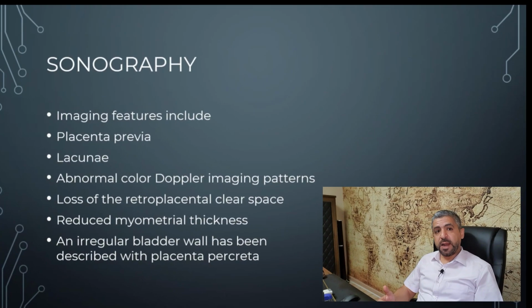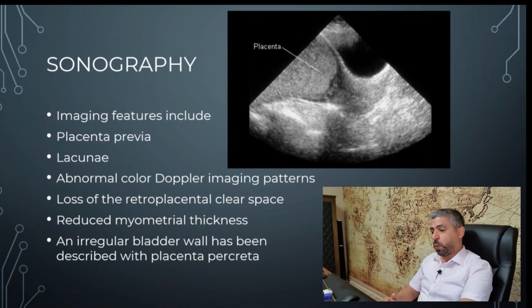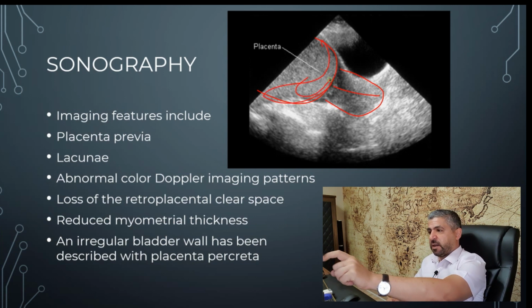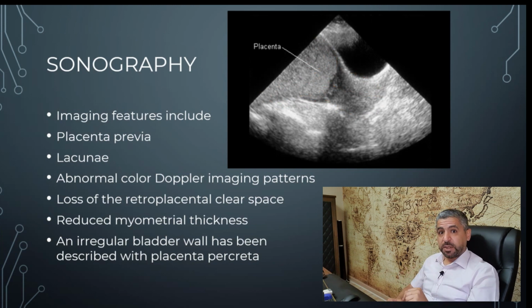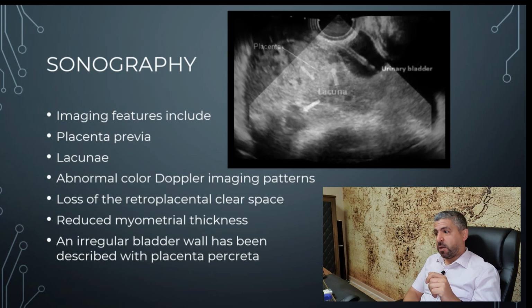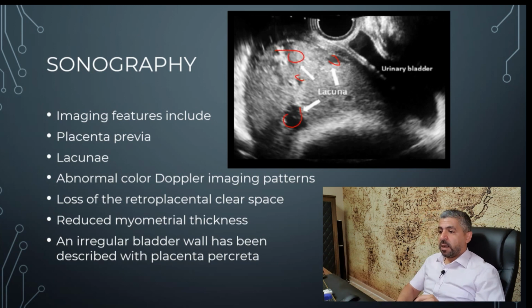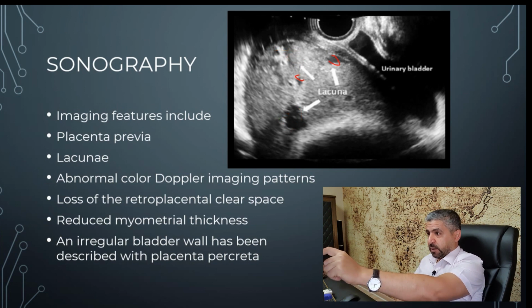First of all, we look for any presence of placenta previa, as we can see here. This is the placenta, and this is the cervix, and this is the cervical canal, and you can see the placenta is completely covering the cervix, indicating a placenta previa. That's suspicious for placental invasion of the myometrium. If we see abnormal prominent lacunae, like you can see here, these are very big lacunae within the placenta. So these are suspicious.